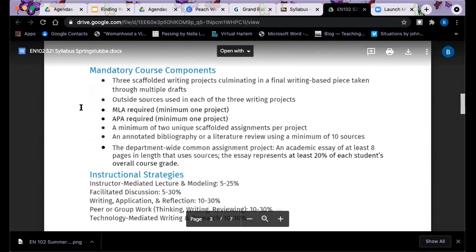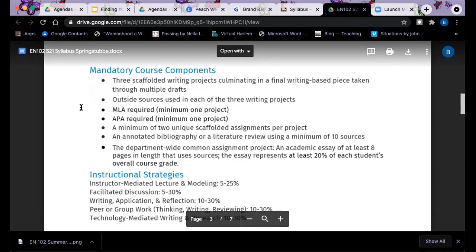For this course, we will have 3 scaffolded writing projects culminating in a final writing-based piece taken through multiple drafts. What that means is that we have 3 major projects. Each major project will be supported by smaller pieces, smaller assignments that build into or support, like scaffolding supports a building being constructed.